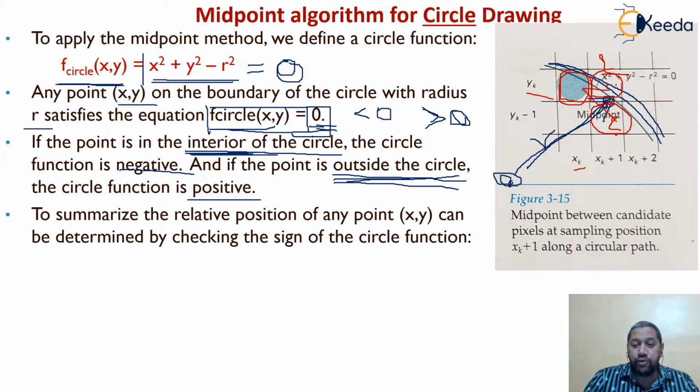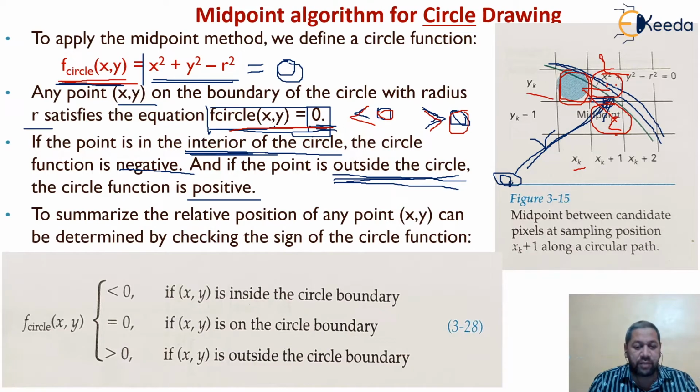Again I'm using the f of circle x comma y function, which is nothing but x square plus y square minus r square. If this value is less than 0, it indicates my next pixel is inside the circle, and if it is greater than 0, it is outside my circle. My expected value should be equal to 0, and depending upon this I will find out which is my next pixel.